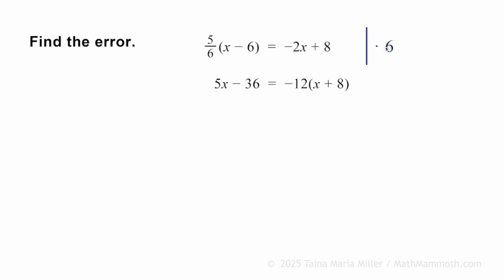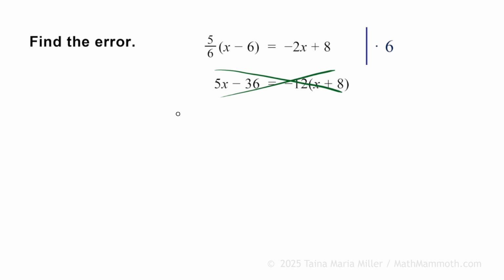Okay. 6 times this side. Where did they get parentheses all of a sudden here? And then on this side, the parentheses are gone. So basically, this person already multiplied, used the distributive property. But was it done correctly? I don't think so. So let's just do this next step when we multiply by 6.